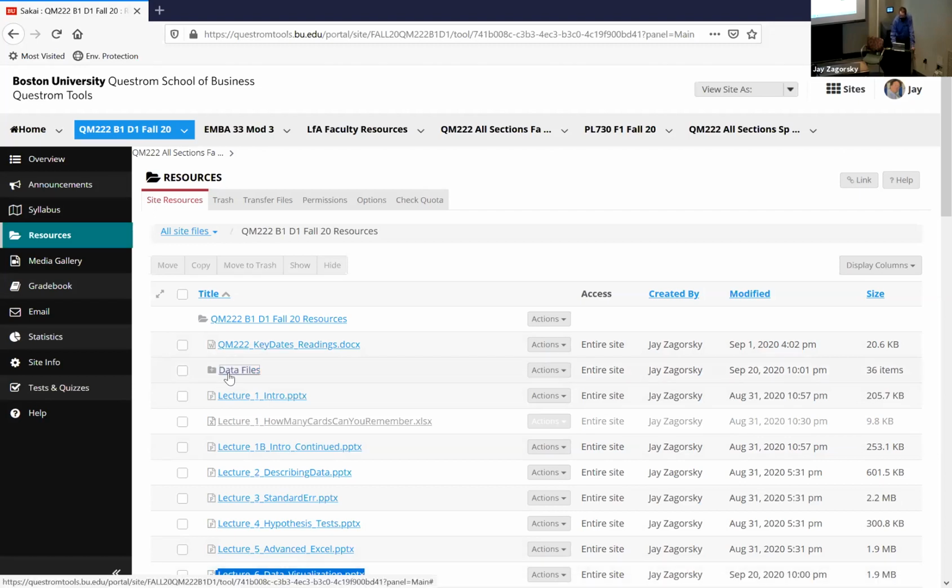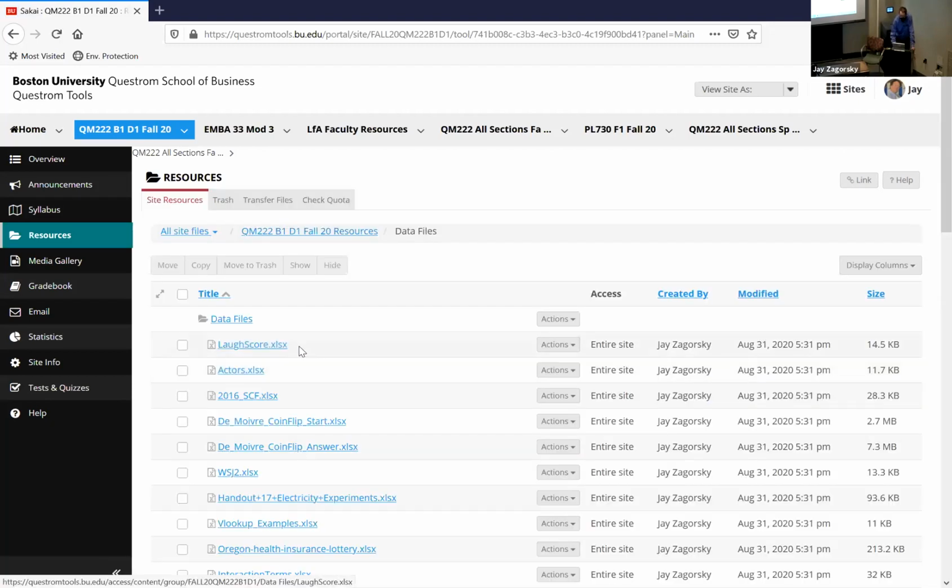And for the data files, hopefully I can get to it, we're going to look at Last Score. Last Score is a great data file. It talks to people who are in committed relationships. It doesn't necessarily have to be husband and wife. It could be any kind of committed relationship, and asks, how often do you laugh with your partner? How often do you have a good time and enjoy each other? So we'll take a look at that hopefully at the end.